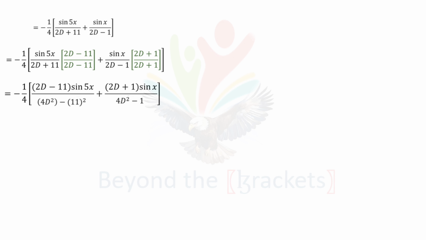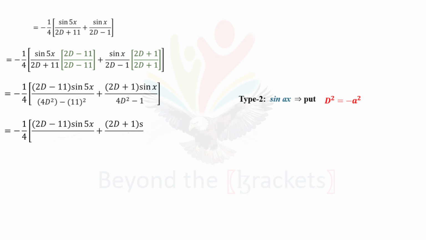The first term has sin 5x, which is type 2, for which the substitution is D square is equal to minus a square, where a is equal to 5. So substituting in the denominator, we get 4 into minus 25 minus 121. For the second term, you have sin x, which is type 2. Again, the substitution will be D square is equal to minus a square. Here, a is equal to 1. So the denominator becomes 4 into minus 1 minus 1.